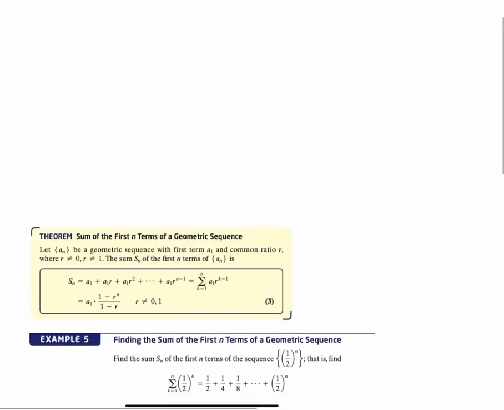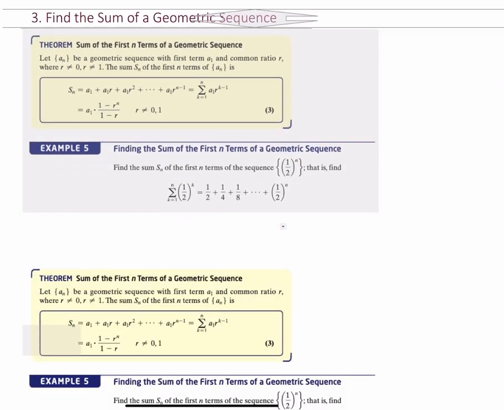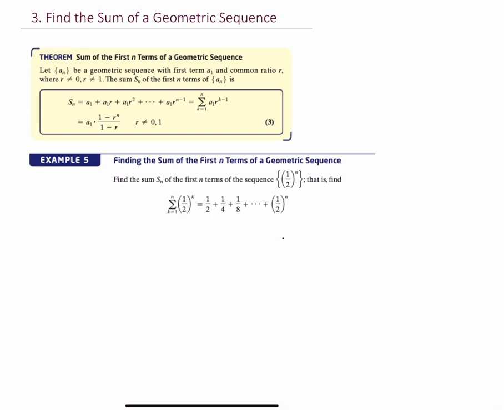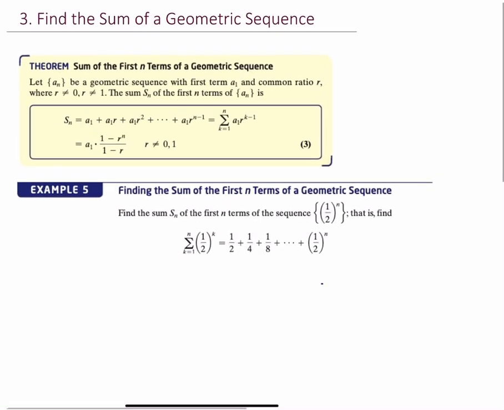So let's jump over here. Scoot this up. So let's just work with the formula. I would challenge you again to try to build this on your own. But we're told the sum of the first n terms of a geometric sequence. So we can actually write that out in summation notation or using this s sub n notation. But notice we're adding up all of the first n terms of a geometric sequence. So let's write it out in summation notation.